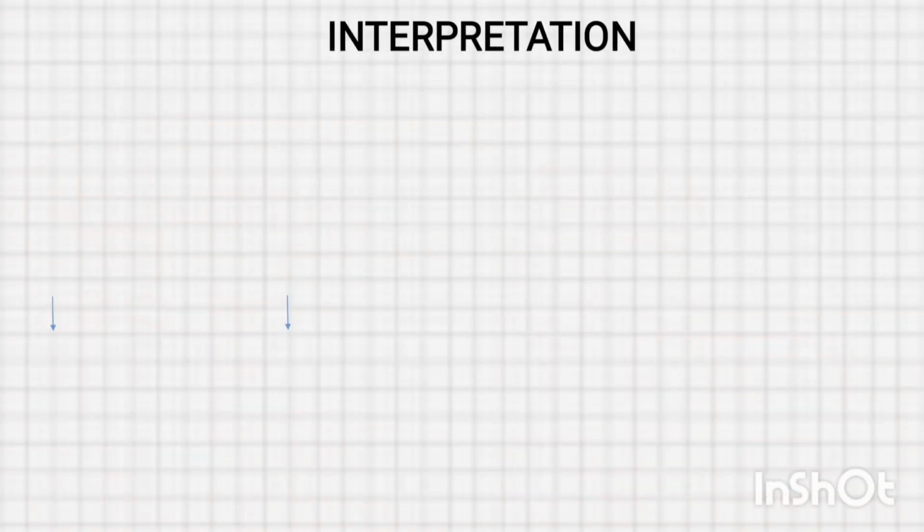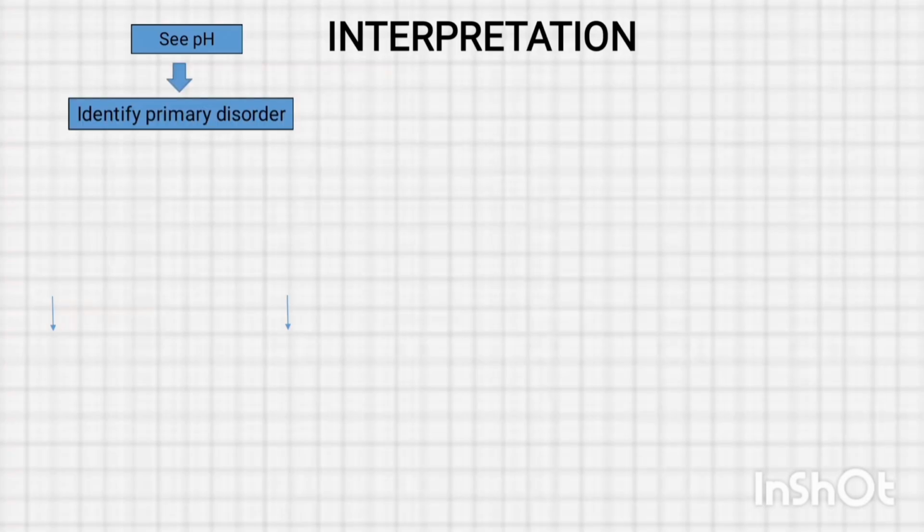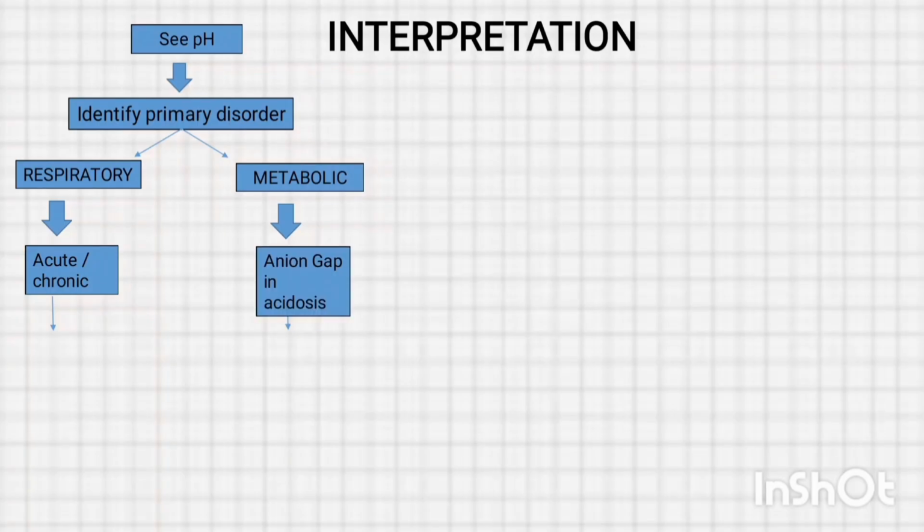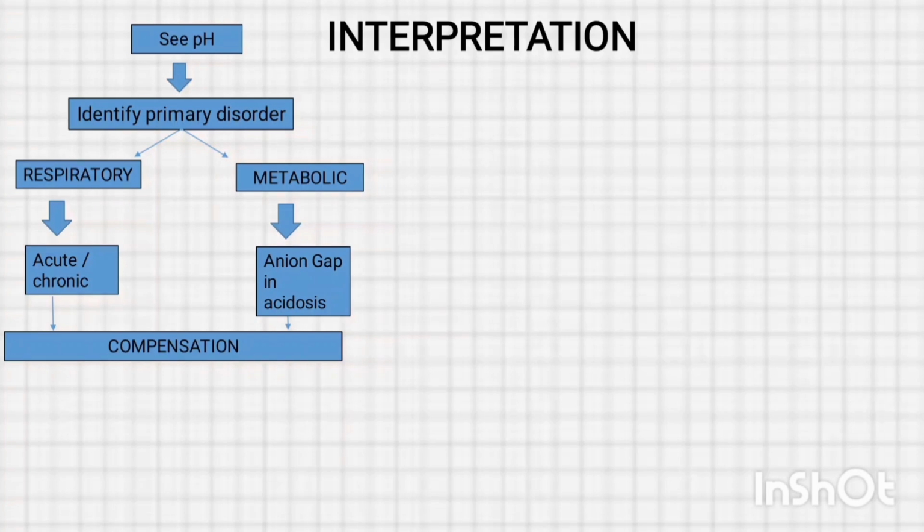Now coming to how do you interpret an ABG? First, you see the pH. Then, identify the primary disorder. It could be respiratory or it could be metabolic. In case of respiratory disorder, you have to know if it is acute or chronic. In case of metabolic disorder, specifically metabolic acidosis, you need to look for the anion gap. Finally, you must know how to look for compensation. In case of respiratory disorders, there will be metabolic compensation, and in case of metabolic disorders, there will be respiratory compensation.